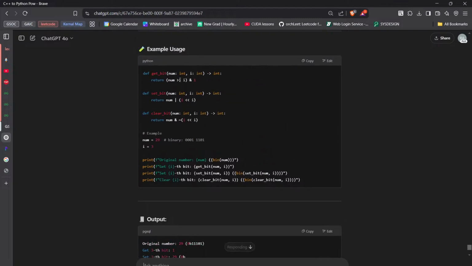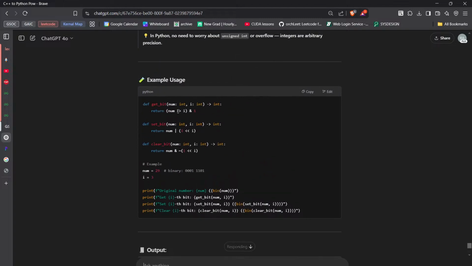Num left shifted to I. No, this is right shifted. Num right shifted to I, and then doing AND with one. Oh, okay.